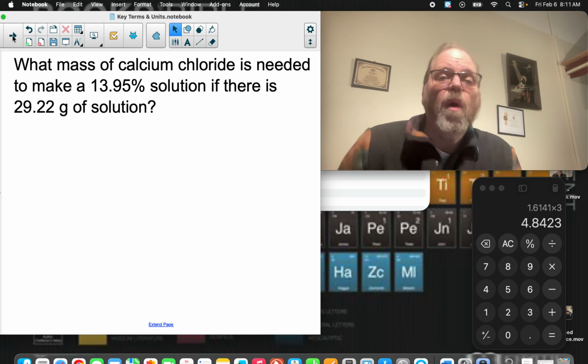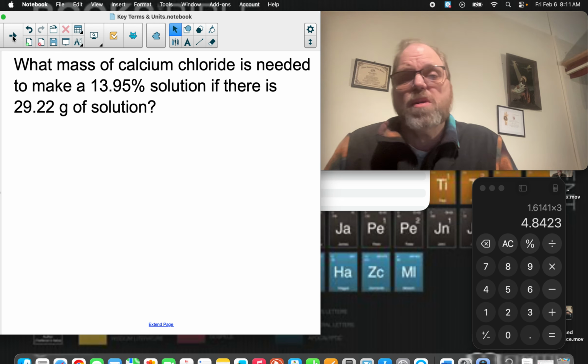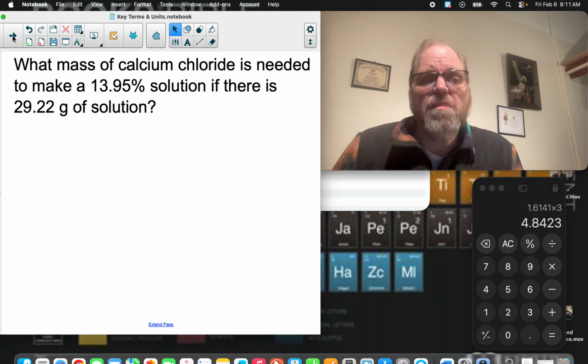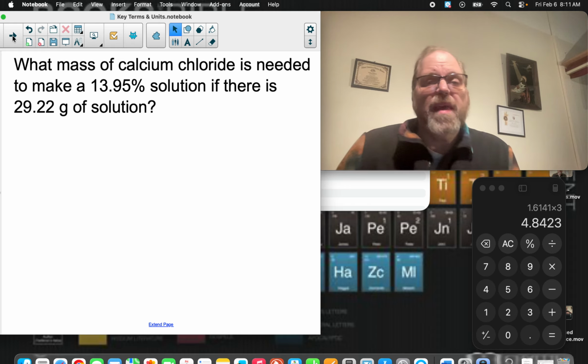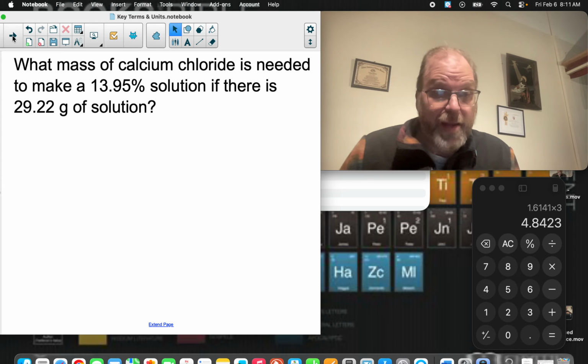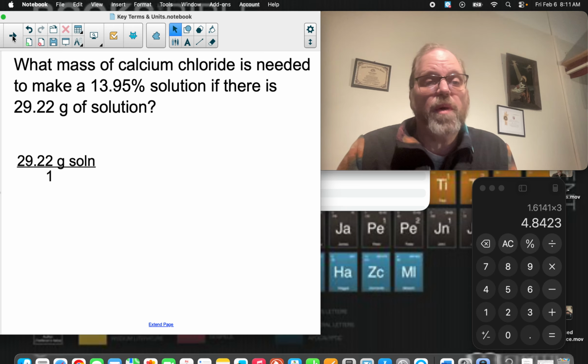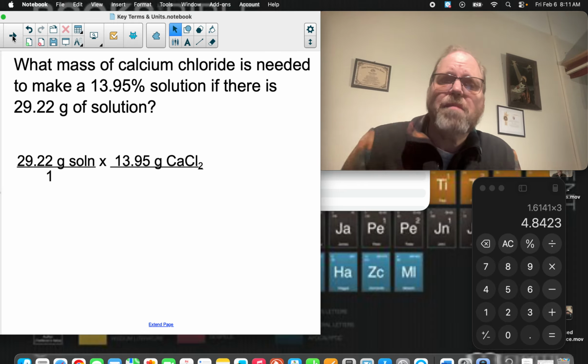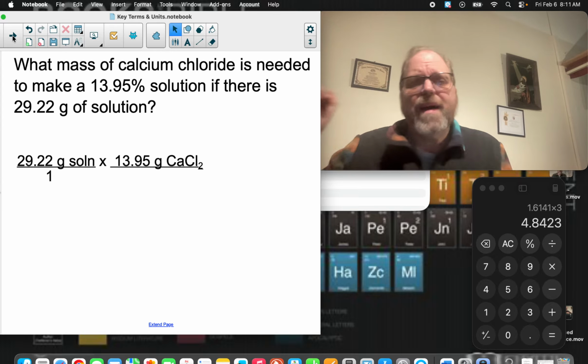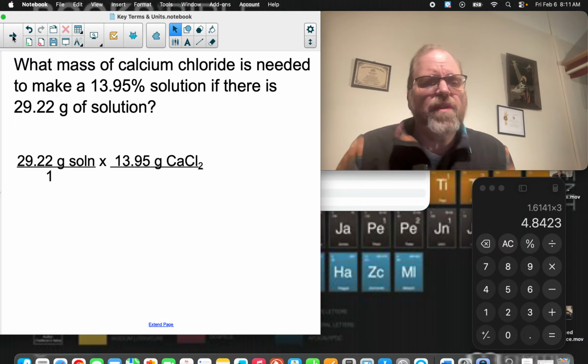All right, now we can also do these the other way as well. So I can ask like this: what mass of calcium chloride is needed to make 13.95% solution if there is 29.22 grams of solution present? All right, now, do we ever start with a concentration? Remember, no. So we're going to start with that 29.22 grams, put that over 1. And we're going to do the same thing we did before. We're going to use that 13.95% as a unit converter.